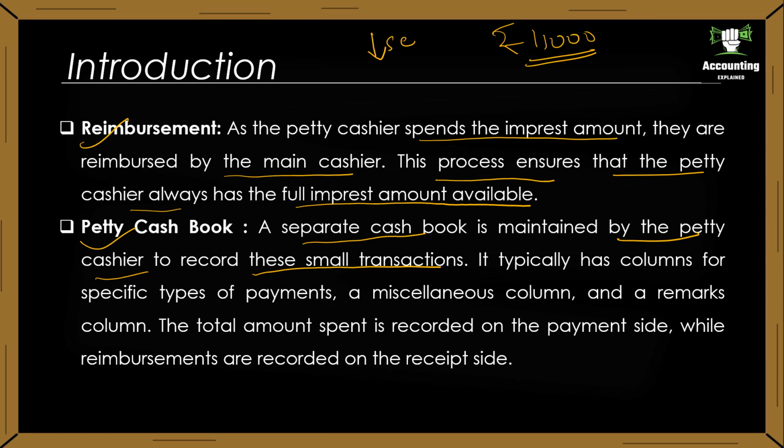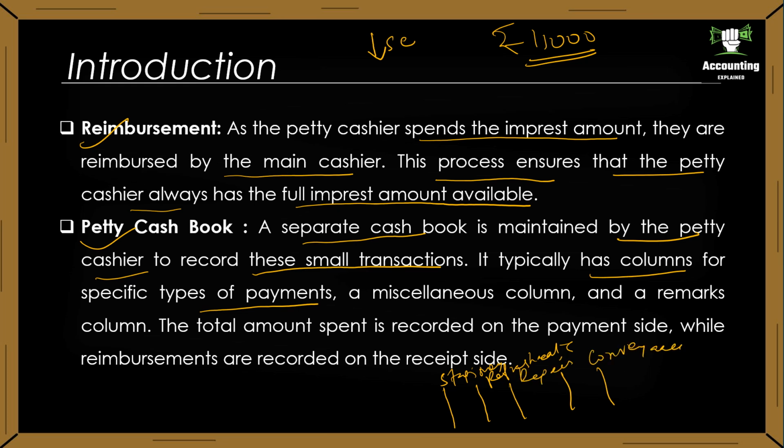It typically has columns for specific types of payments. So it will have columns for specific types of payments, like this. For stationery, one column will be there, and for refreshments there will be one column. Then for repairs there will be one column. Conveyance there will be one column. Like that, there will be different columns for each and every expense.